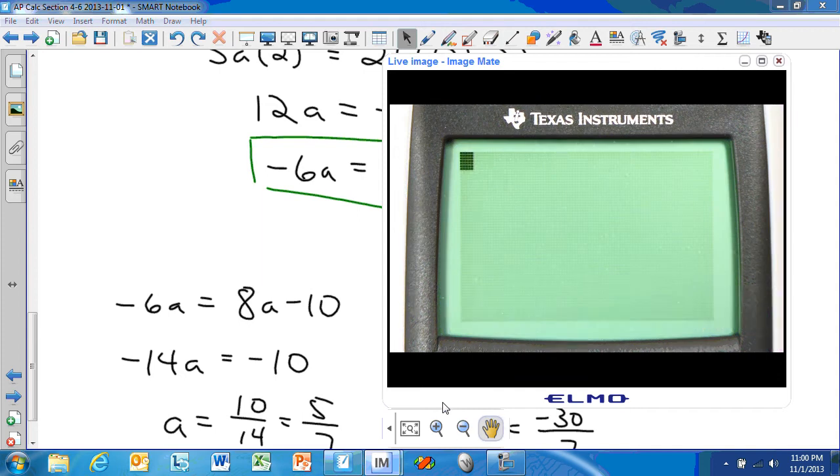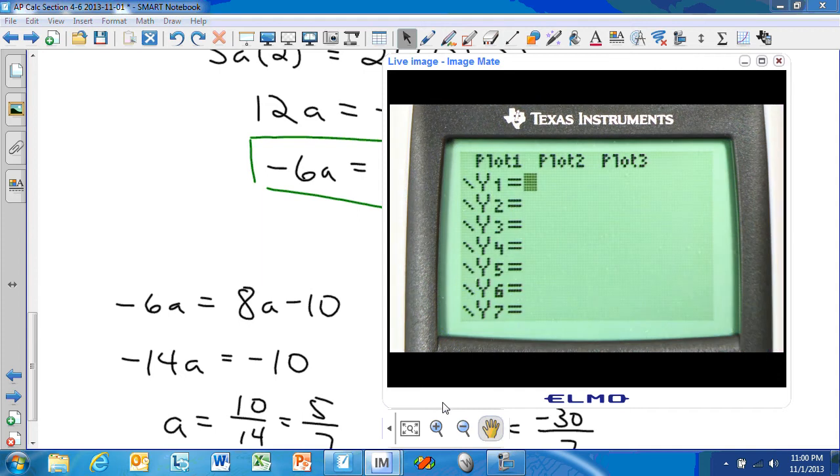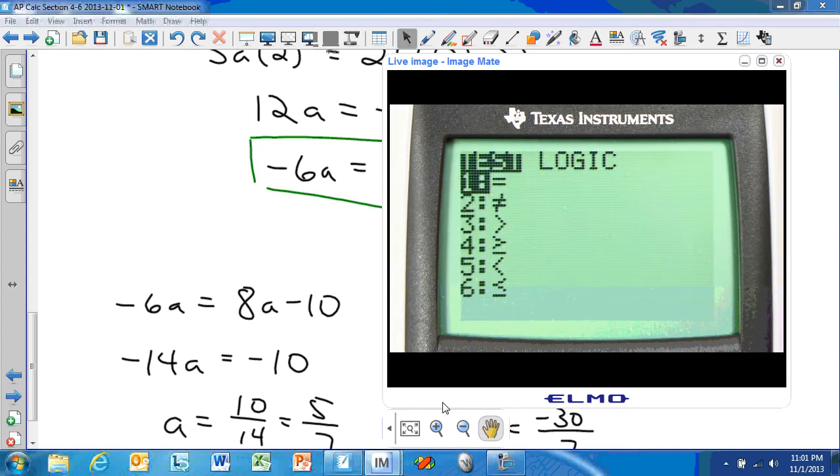So let's go into our y1, and remember the way that you sketch a piecewise function like this is that you take the equation and you divide it by its domain. So I'm going to take 5 over 7 times x cubed. Again, we found out that the value of a was 5/7, and we're going to divide that by the domain. That's x less than or equal to 2. Make sure you put that in parentheses.